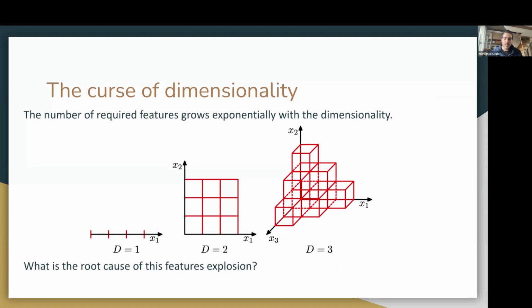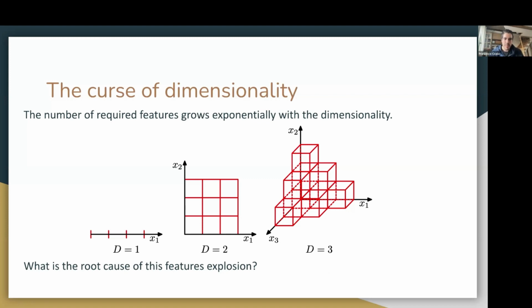What happens when we start adding more measurements to the definition of an input? So, we increase the number of measurements that we use to describe a single flower. Well, let's start from the simplest case. Let's look at this picture here.